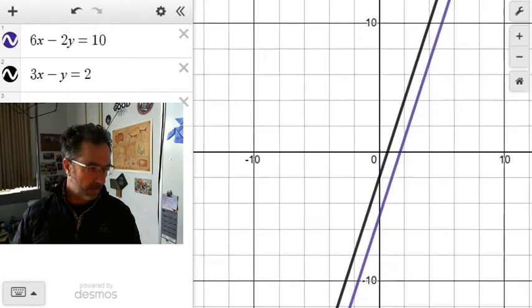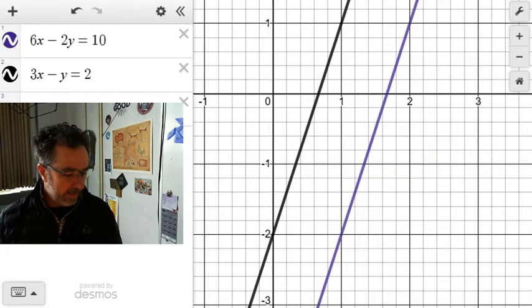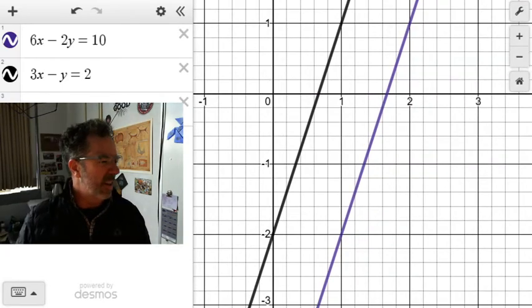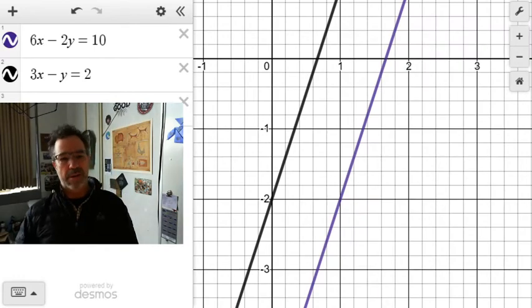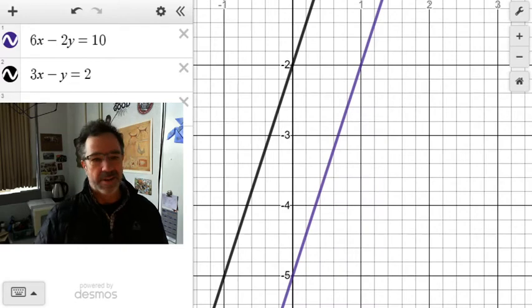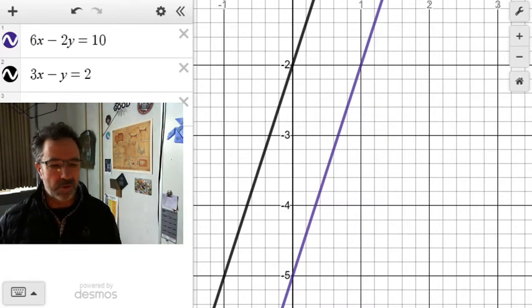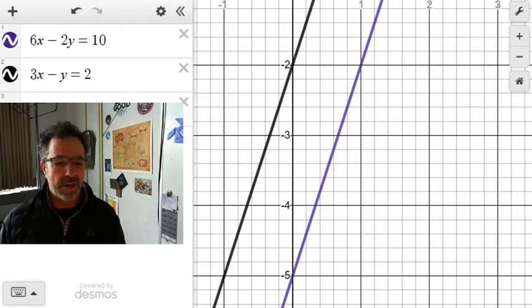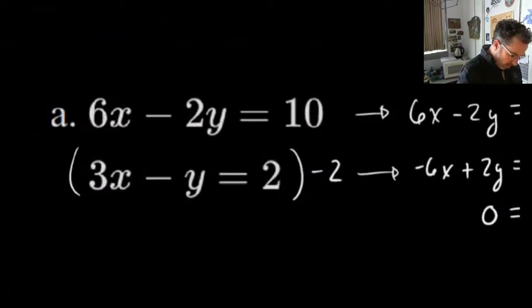And if I were to rewrite them in slope-intercept form, it would be really evident pretty quickly that they had exactly the same slope. So because they're parallel lines and they have different y-intercepts, they're never going to intersect, right? So that one, no solution. There's no point where those lines are going to meet. So for A, we say no solution.